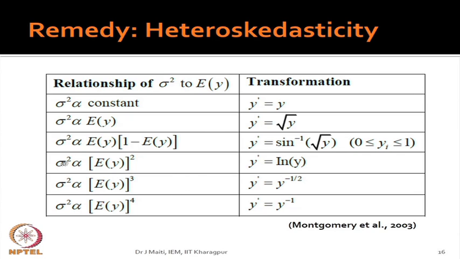If the variability of y is proportional to the square of the expected value of y, then it is said that log y. And if it is in terms of the cube of the expected value of y, then y to the power minus half, that means 1 by root over y, and if it is the fourth power, then 1 by y. So, these are the different types of transformations given in Montgomery 2003. Montgomery, Peck and Vining have a book, Introduction to Linear Regression Analysis, only for regression analysis. That is a very good book. Okay.